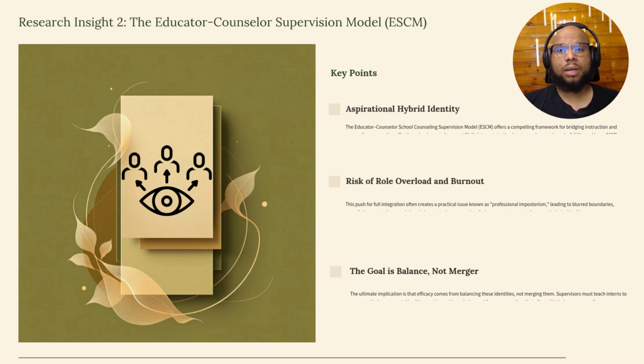As our education system evolves, it may be more ethical and practical to balance rather than merge these two identities. Counselors can collaborate with educators without absorbing their full instructional duties, preserving the mental health and developmental expertise that define our profession. True professional efficacy doesn't come from doing everything, but from doing what aligns with our core competencies, supporting students' academic, social, emotional, and career development through evidence-based, developmentally appropriate, and culturally responsive practices.